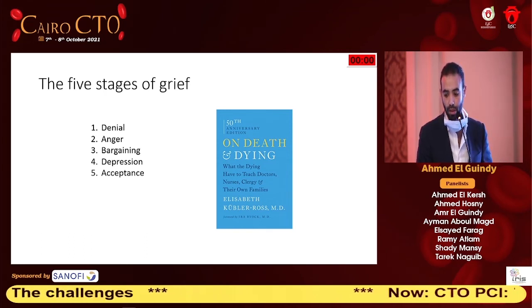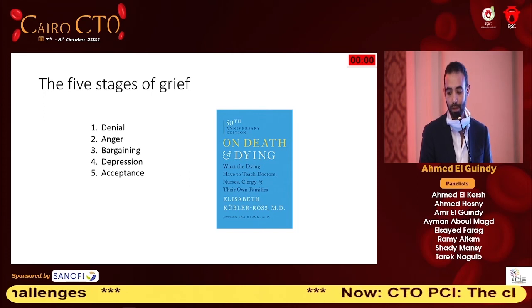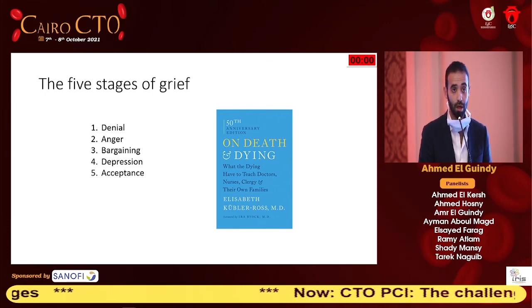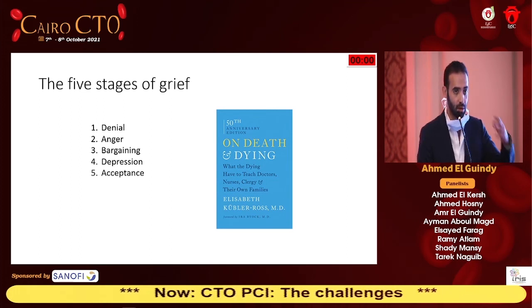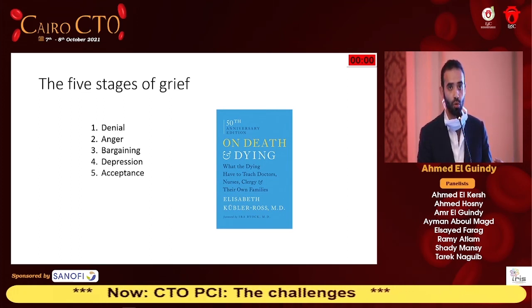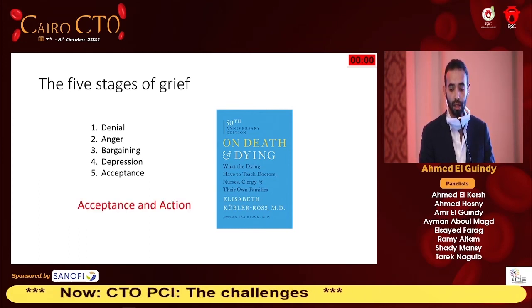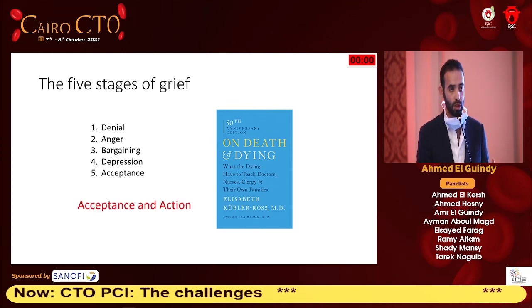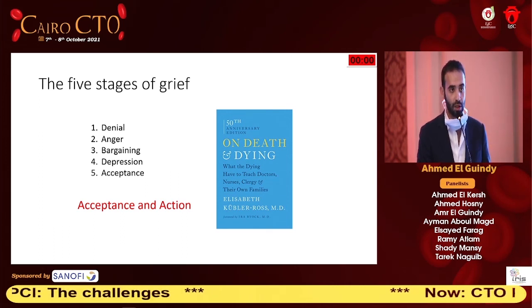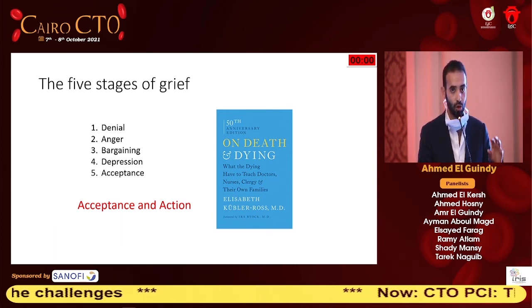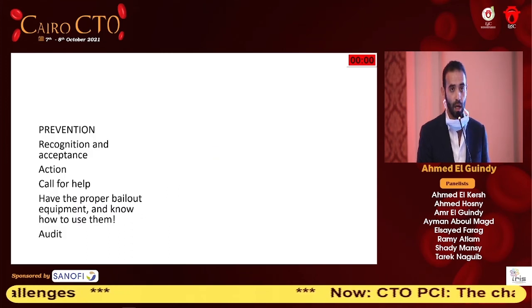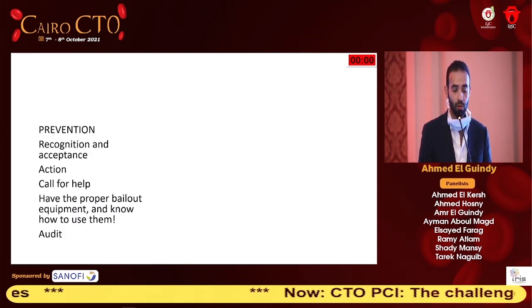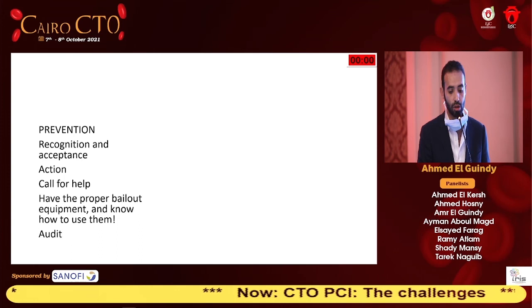This is one of the landmark books on dealing with death. But remember that denial, anger, bargaining, depression, and acceptance is the sort of mindset you go through whenever you're faced with a disaster in the cath lab. And what you need to do is really move very quickly across all those 5 stages to the stage of acceptance and action. And this is how we think about how we can prevent and manage complications with CTO PCI.